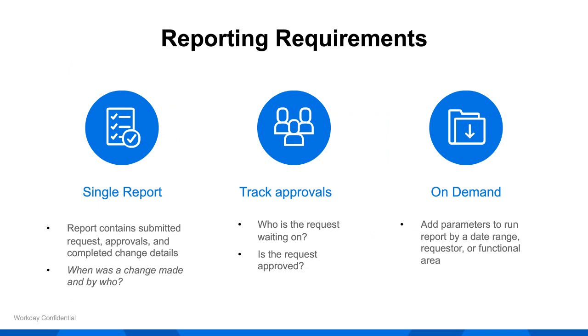The last step was reporting, and we created a single report to encompass all of our requirements. So the report needed to include details about who requested the change and who approved the request. We also needed to determine when the change was completed in production and who completed the change. To track approvals, we created calc fields to include who the request is waiting on and if it is approved and ready to complete in production. And then the last part, we added parameters to run the report by a date range, a requester, or a functional area.